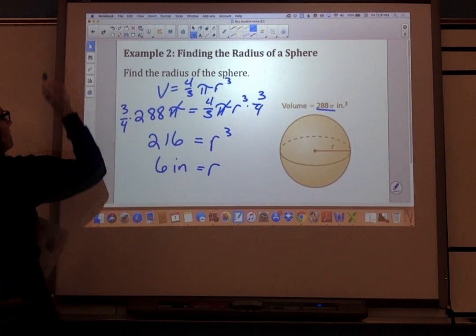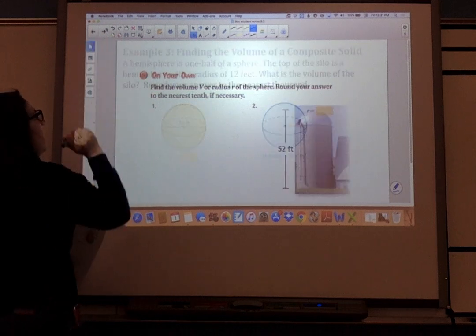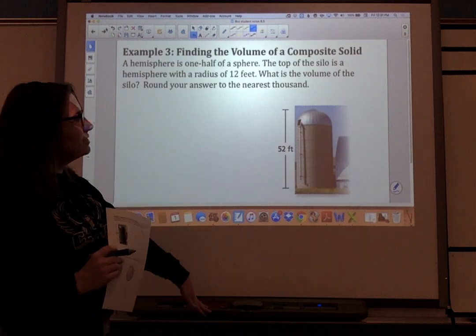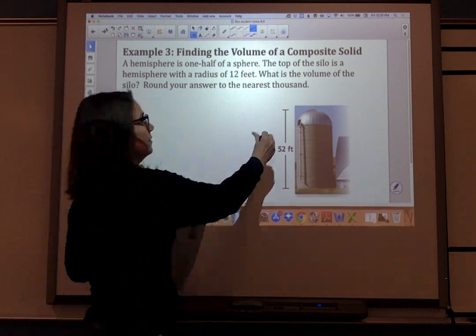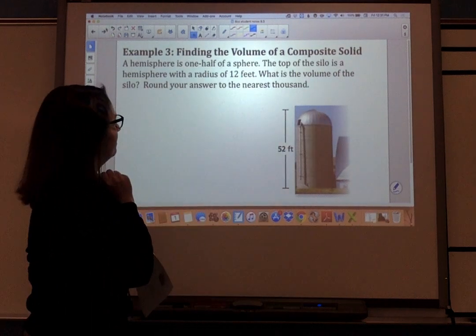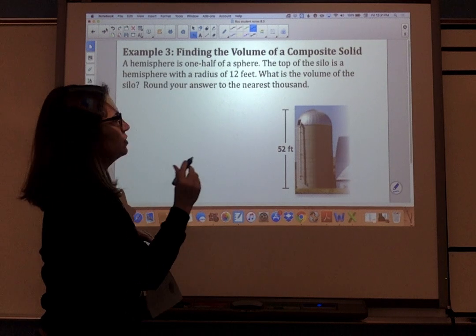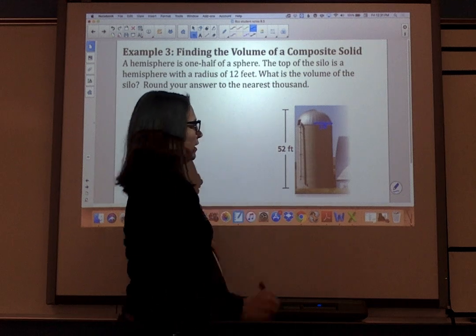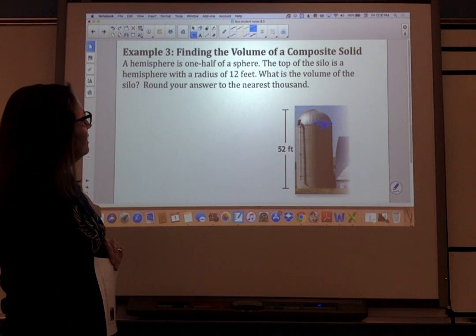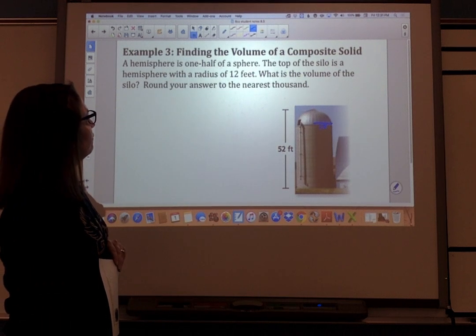All right, last example. Here we have a composite solid. It's a silo, and it's made up of a hemisphere. And that hemisphere has a radius of 12 feet. So I'll go ahead and draw that in here. 12. And we need to find what the volume is.